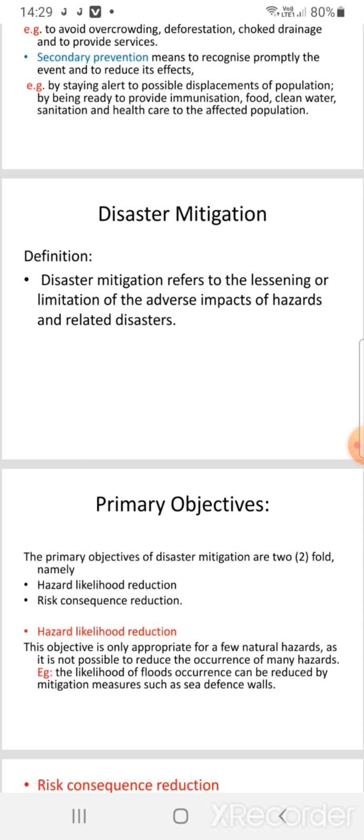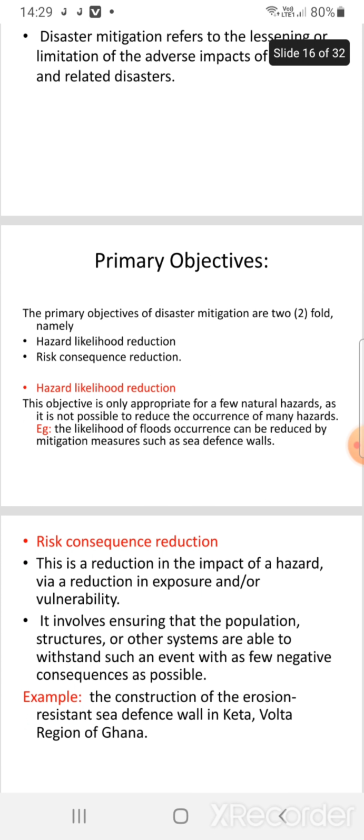Now, the primary objectives of disaster mitigation are twofold. They are mainly hazard likelihood reduction and risk consequence reduction. Hazard likelihood reduction involves an objective which is only appropriate for a few natural hazards. It is not possible to reduce the occurrence of many hazards, but the likelihood of flood occurrence can be reduced by mitigation measures such as sea defense walls.